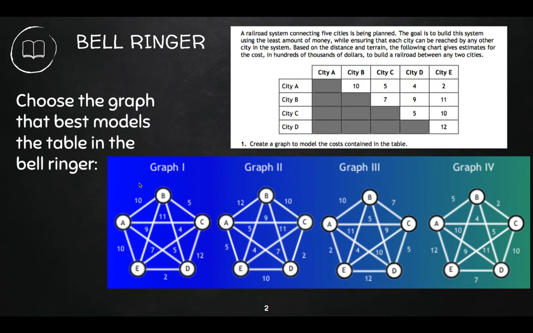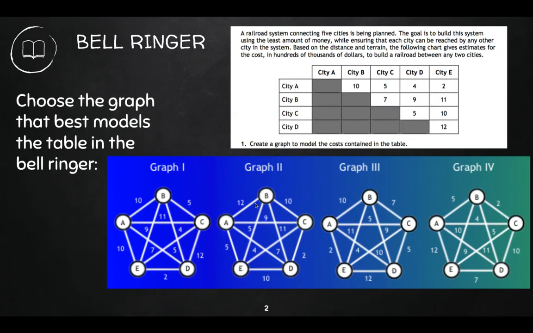Okay, so I have the answer on here. I'm hoping that you have drawn something similar to this. As you can see, all you've got to do is look and see if the values placed in between each city are congruent to what's in the table. So that edge between city A and city B should be 10. So you can eliminate anything that doesn't have 10 between A and B. So graph 1 has A and B, it has 10. That's an okay graph so far.